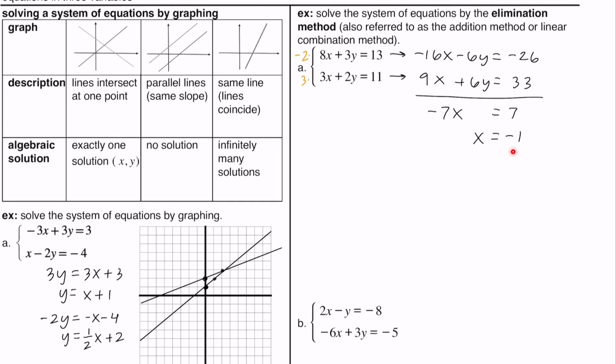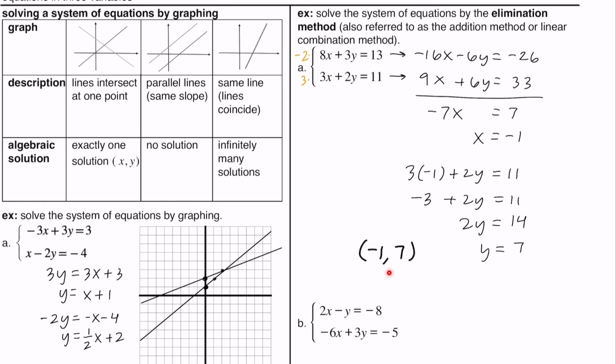As soon as you solve for one variable, you're going to plug it back into either equation to then solve for the other variable. So I plugged negative 1 right here in for x, and we get this equation. And then we'll go ahead and solve for y. And again, once you solve for x and y, you're going to rewrite your final answer as a coordinate point. So the solution to the system is negative 1, 7.